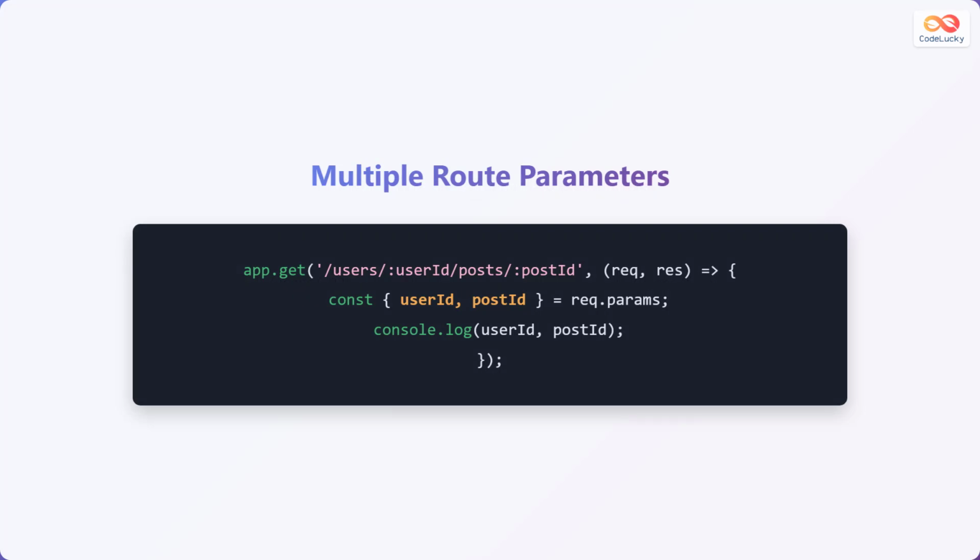You can also define routes with multiple parameters. Each parameter is specified using a colon followed by the parameter name. In the route handler, you can access these parameters via the req.params object. For example, app.get('/users/:userId/posts/:postId', (req, res) => {. Inside the function, we declare a constant and destructure userId and postId from req.params, and then console.log userId and postId.